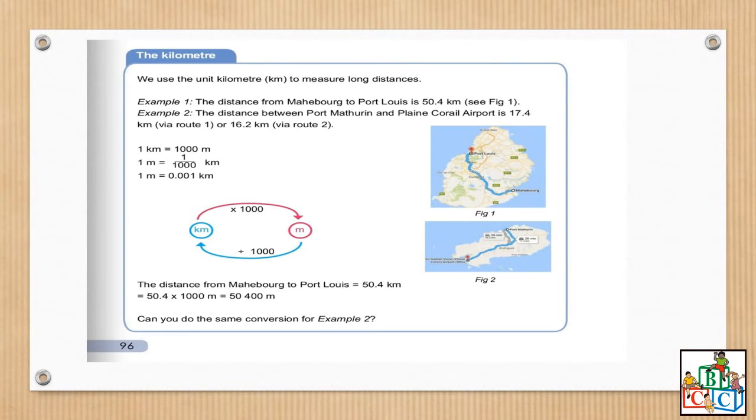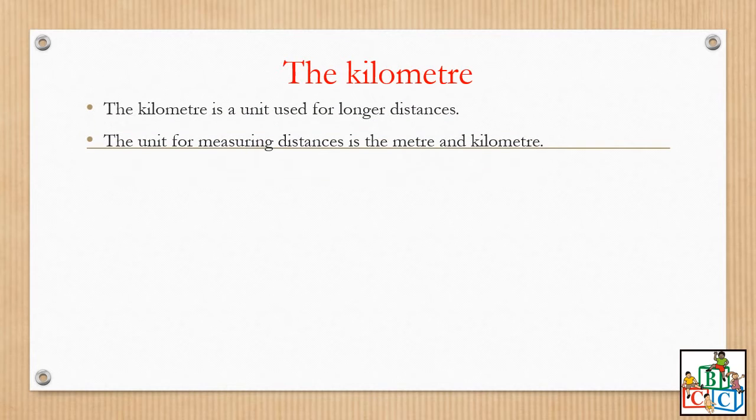Route 2, 16.2 kilometers. You have to convert to meters. Very simple. You will have to multiply by 1000. And your answer is 16,200 meters. The kilometer is a unit used to measure longer distances. The units for measuring distances are the meter and the kilometer.